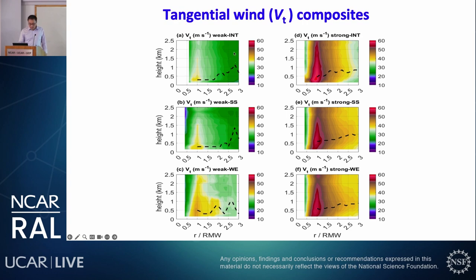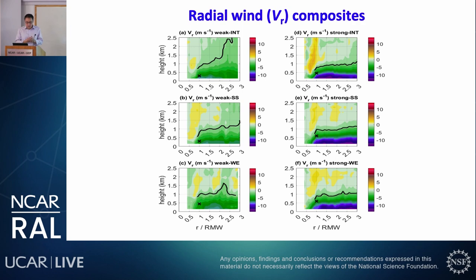Just looking at the general structure of the tangential wind field, they all look the same. Near the RMW, of course, we have the highest tangential wind speed. This black dashed line shows the height of the maximum tangential wind speed, which is about 1 kilometer, near the boundary layer height. But we didn't see much difference between all these storms in terms of the height of VT max. But one thing we noticed is that for the steady state and weakening cases, the wind field is broader. You see there are larger values of VT in the outer core region than in the intensifying case. That's the only main finding in terms of the tangential wind.